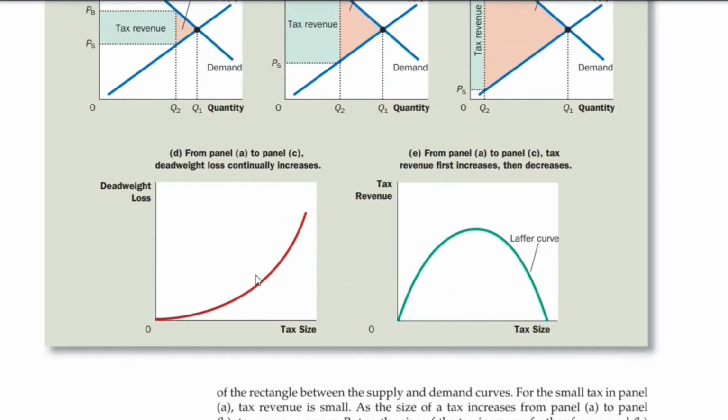As we can see in these diagrams, as we increase the tax size, the size of the deadweight loss gradually keeps increasing. However, when tax size keeps on increasing, the tax revenue gradually increases, reaches its maximum point, and then starts to gradually fall. This is called the Laffer curve in supply side economics.